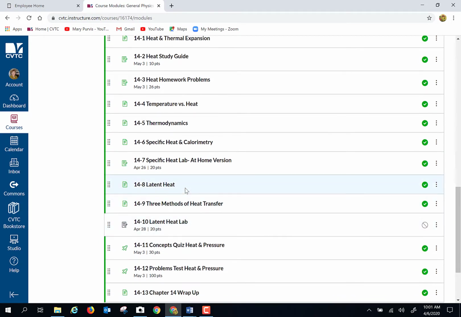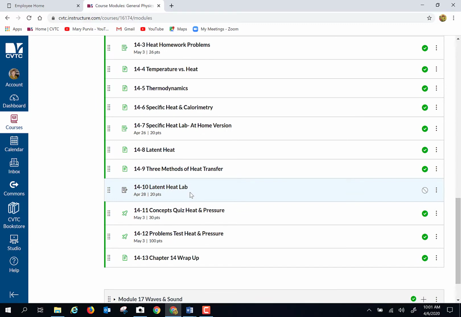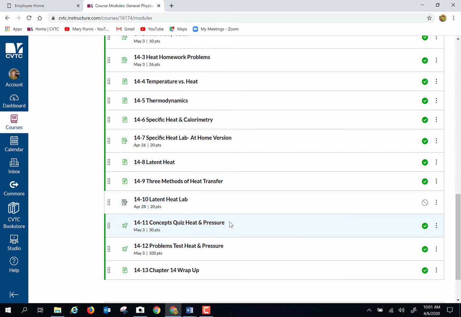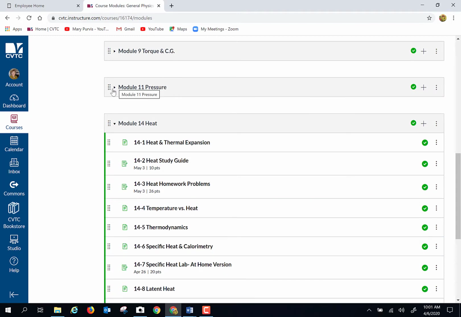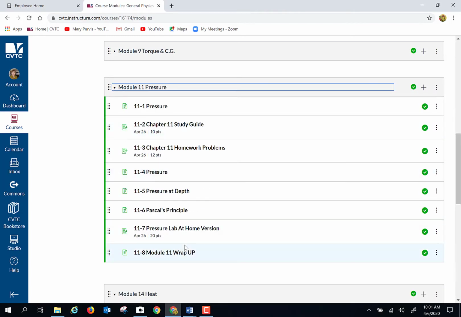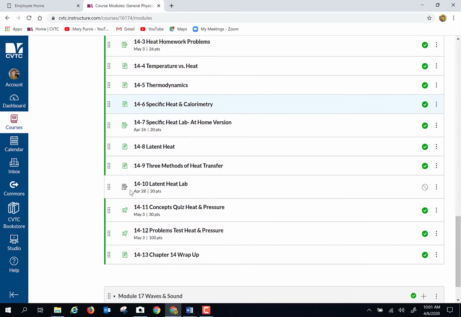Then the second week, we're going to start talking about latent heat, methods of heat transfer, do that second lab, and we're going to have a big test over heat and that small chapter we did last time on pressure. And remember, pressure was kind of a smaller idea, less homework problems, and that's going to be at the end of this chapter. So let's take a look at that specific heat lab.